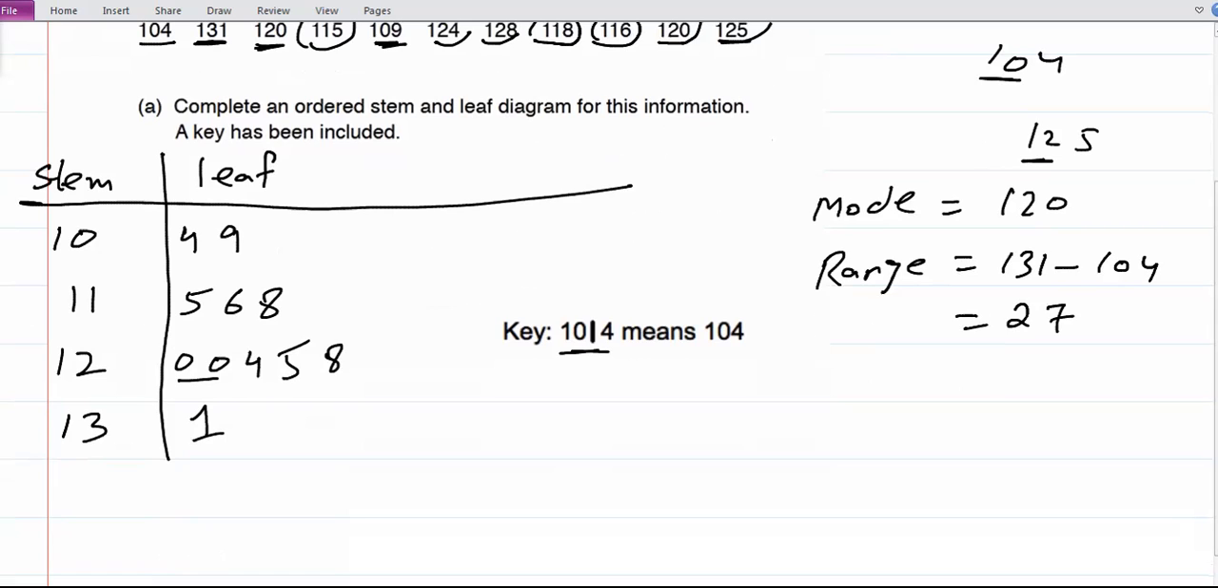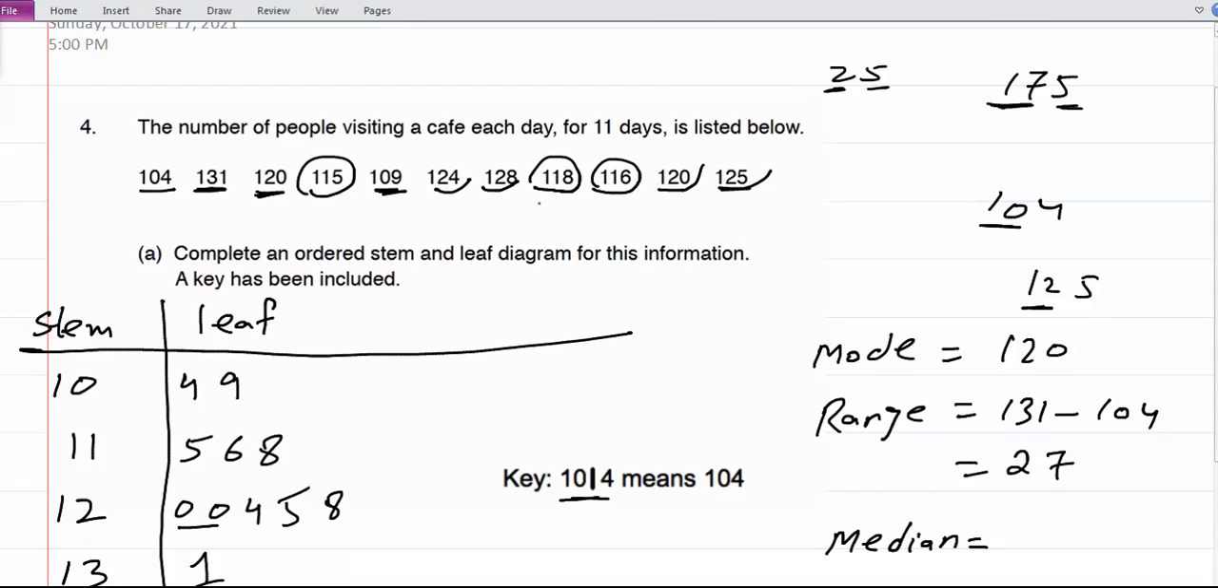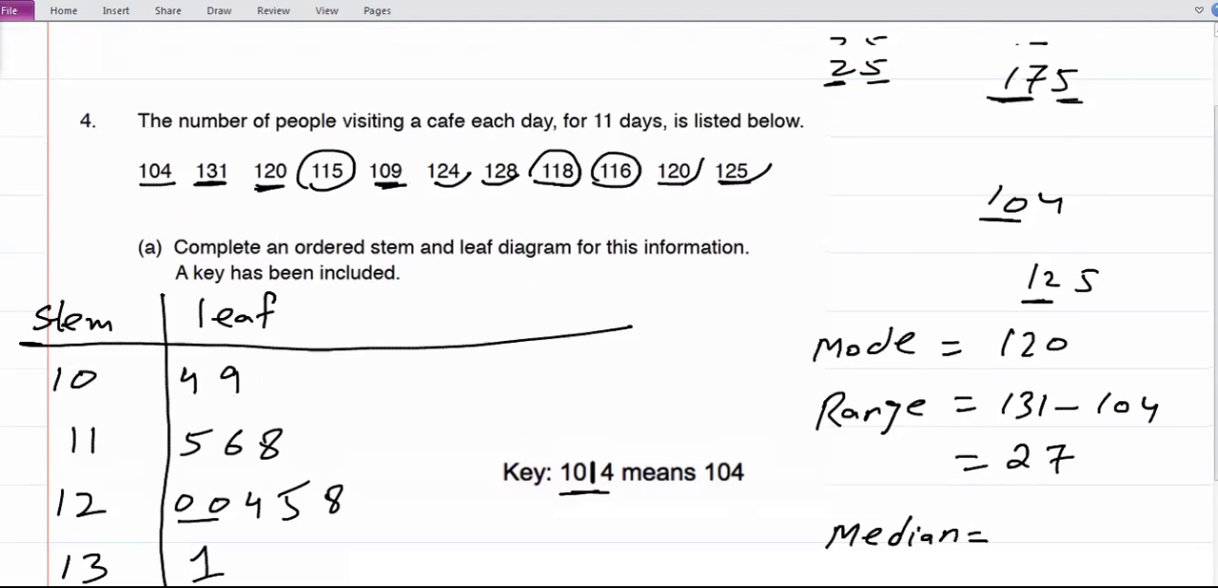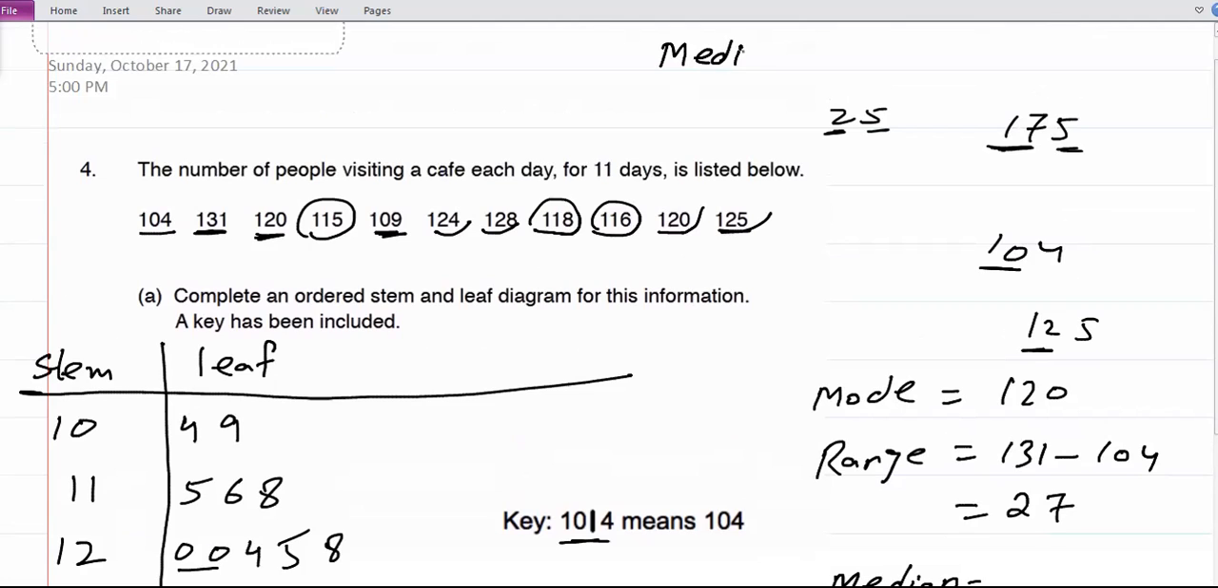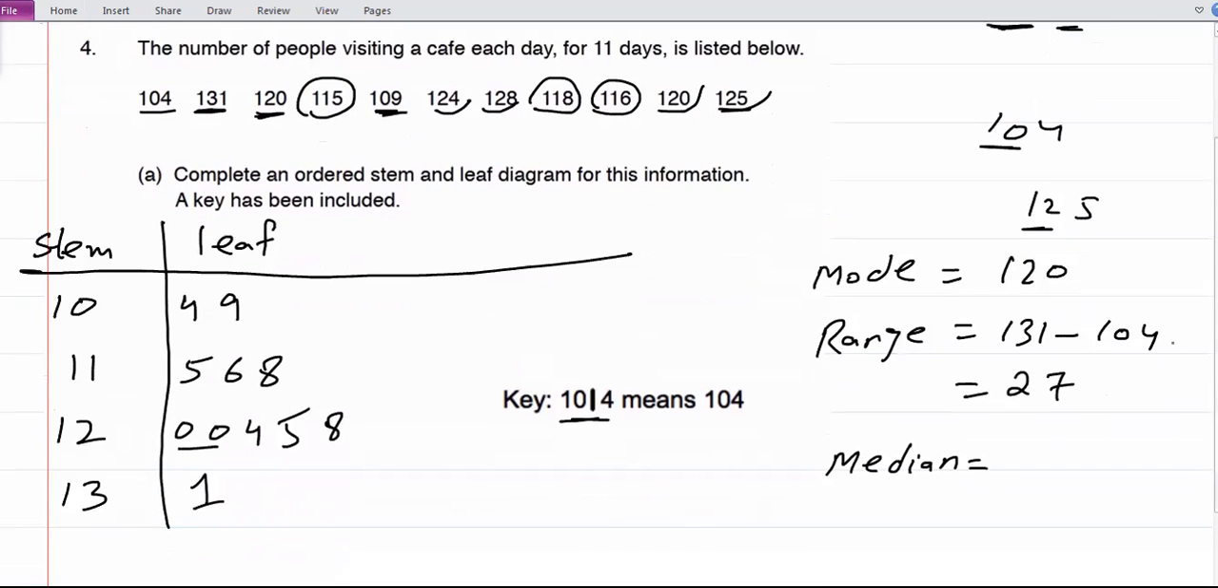Then median. Okay, let's find the median. Now the total number of values is 11. If you count, the total number of values is 11. Odd values, for odd values, the median is the (n plus 1) over 2 value. That is the median. So we have 11 plus 1 over 2, which means the 6th value. So which value is the 6th value? 1, 2, 3, 4, 5, 6. 0. Yes. Before 0 we have the stem 12, so it means 120 is the median.